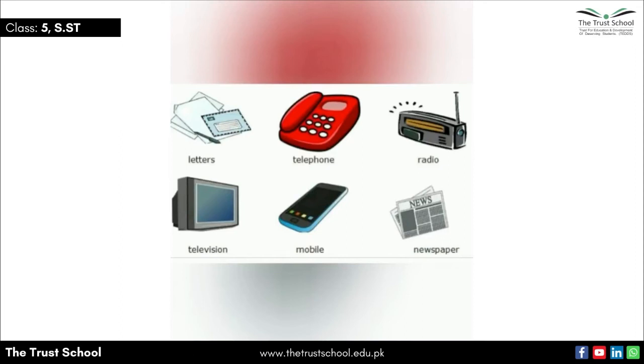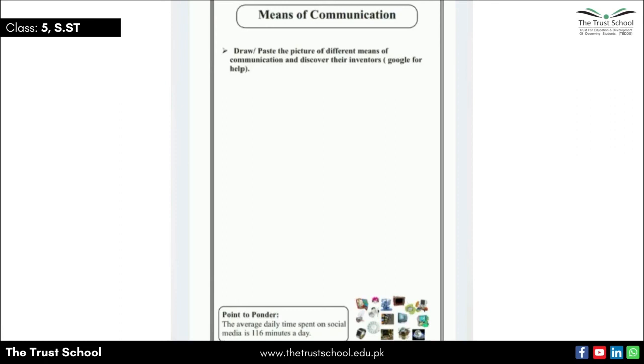These things were invented by some people, like radio was invented by Marconi, telephone was invented by Graham Bell. You have to discover all these inventors' names and you have to solve this page. It's your choice. You have to draw the picture or paste a picture of these means of communication. And on the below side, you have to write the names of these inventors.